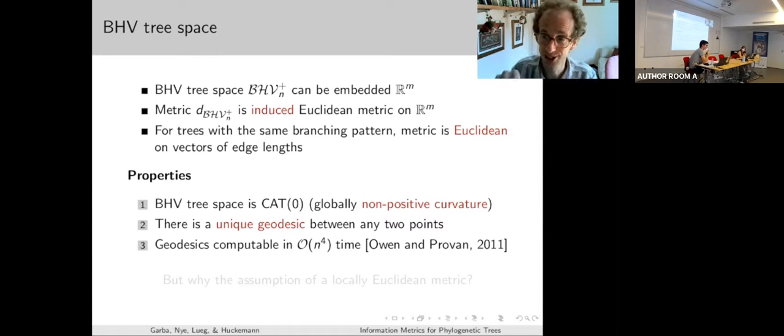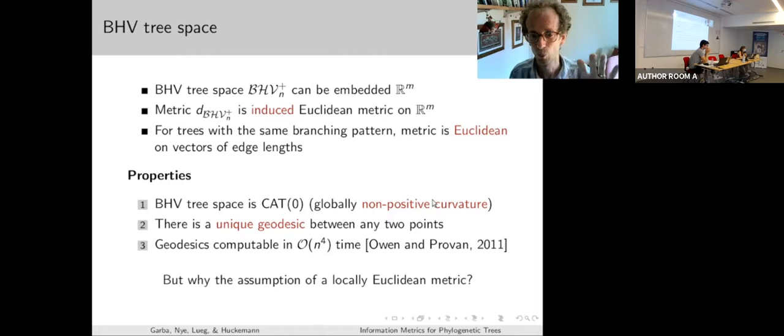So these two ingredients, uniqueness and existence of geodesics, plus the fact you can compute them relatively quickly, mean that you can do an awful lot of statistics on BHV tree space, such as computing means and doing analogues of PCA. But where does this assumption of the locally Euclidean metric come from, and what implications does that have? Now, questioning that assumption is what's led to these novel geometries which I'll be describing today.